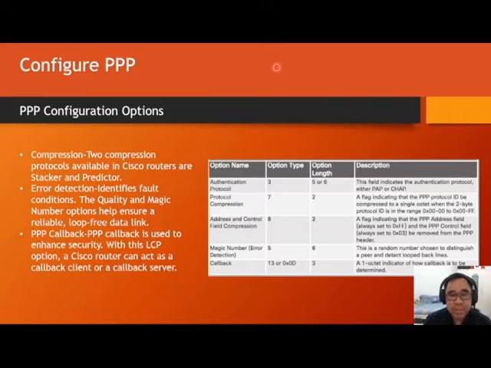PPP configuration options. Two compression protocols available in Cisco routers are Stacker and Predictor. Error detection identifies fault conditions. The quality and magic number options help ensure a reliable, loop-free data link. PPP callback is used to enhance security. With the LCP option, a Cisco router can act as a callback client or a callback server.